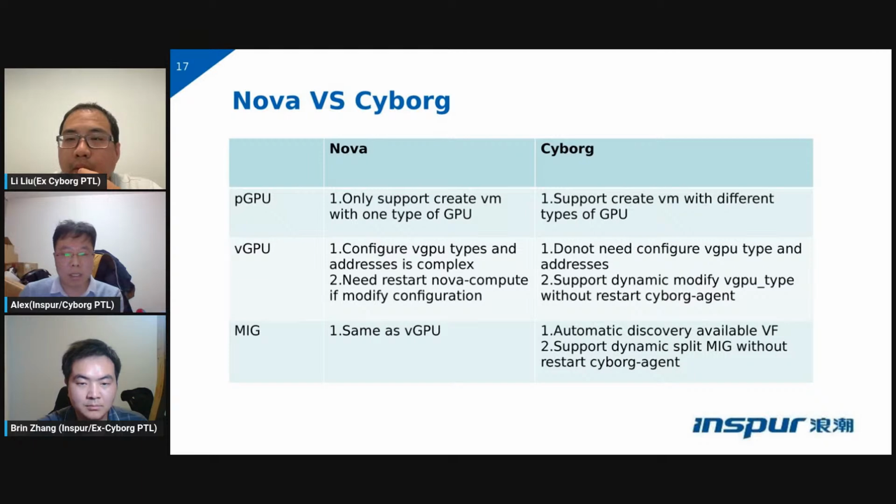For a MIG device, Nova manages the MIG device the same as VGPU. But with Cyborg, we can also automatically discover available VFs and support atomic split of MIG without restarting the Cyborg agent.